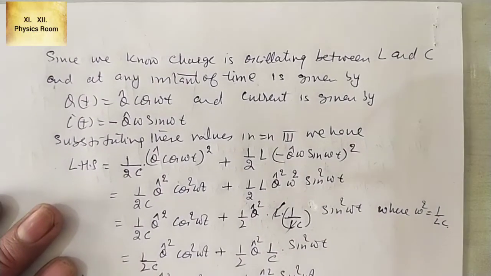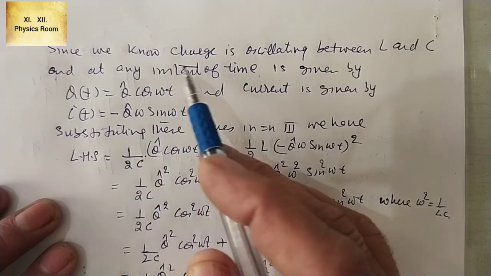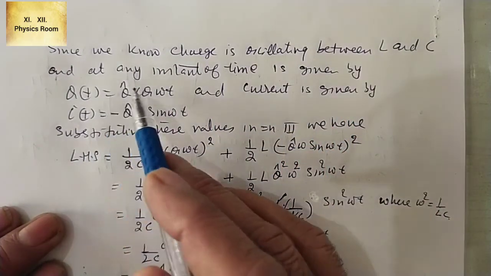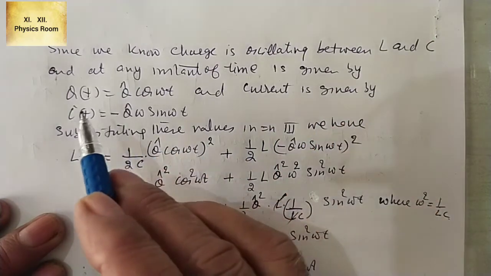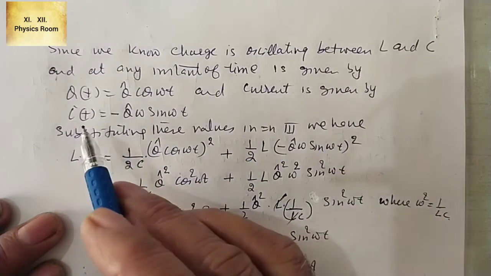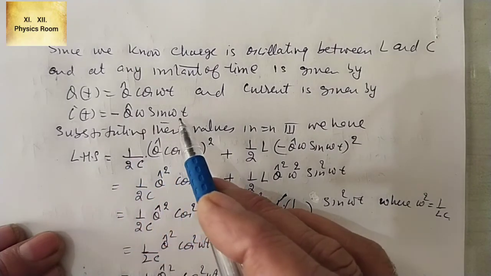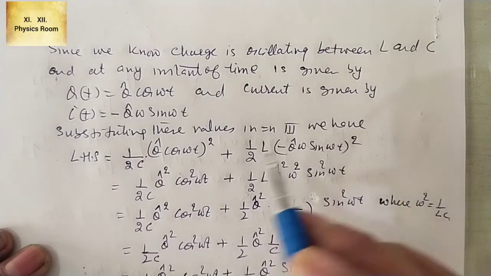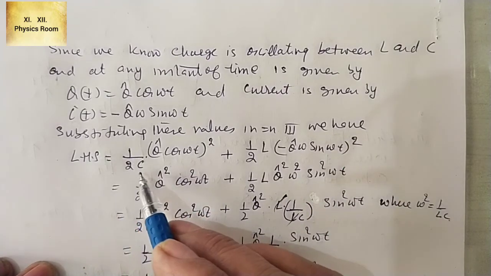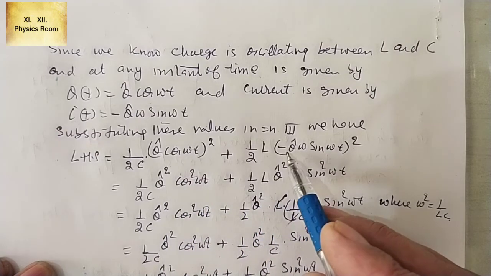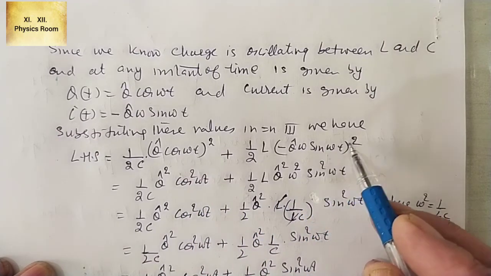Now, since we know charge is oscillating between L and C, and at any instant of time is given by Q(t) equal to Q max cos omega t, and current is given by I(t) equal to minus Q max omega sin omega t. Now substituting these values in equation 3, we have left hand side equal to 1 by 2C Q max cos omega t whole square plus half L times minus Q max omega sin omega t whole square.